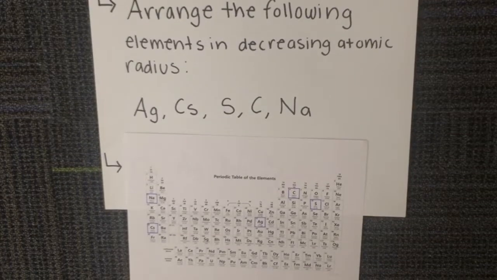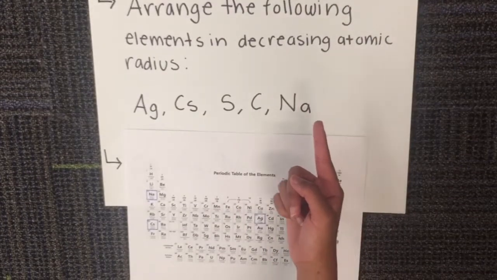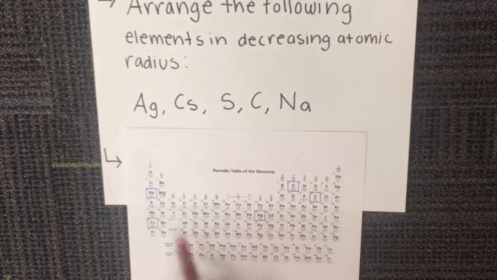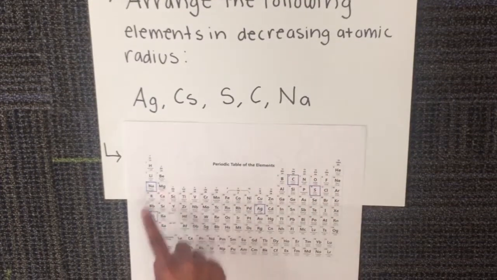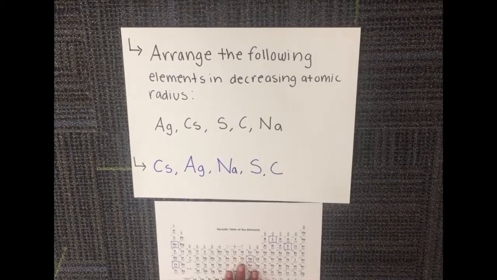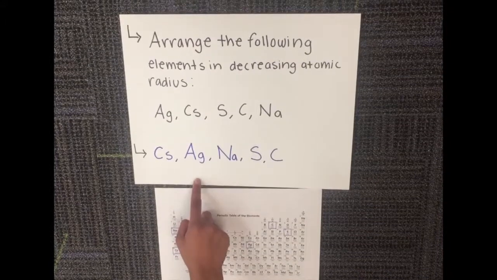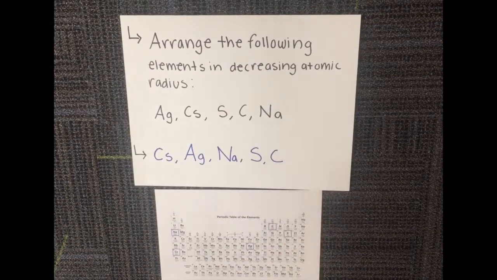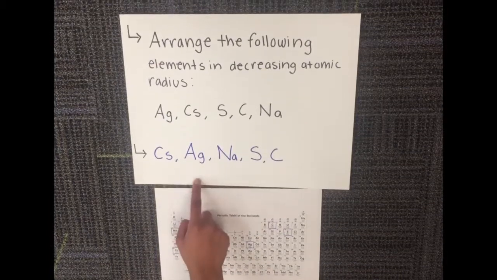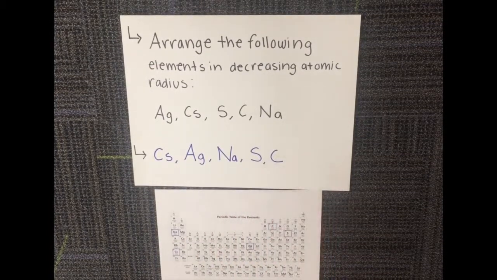Let's review this concept. Arrange the following elements in decreasing atomic radius: silver, cesium, sulfur, carbon, and sodium. So the order of the elements should be cesium, silver, sodium, sulfur, and carbon. Following this trend, you start with elements lower on the table, moving up left to right.